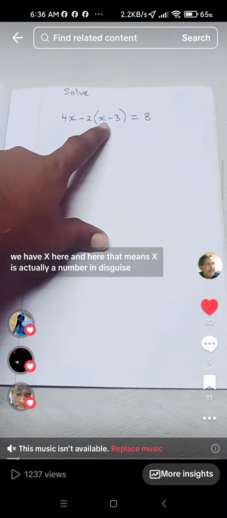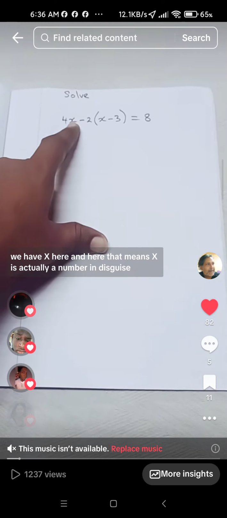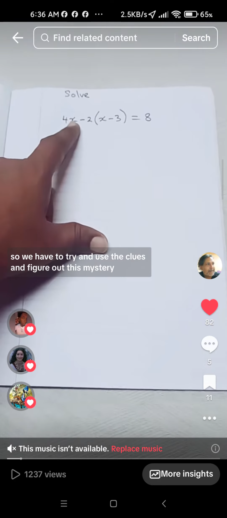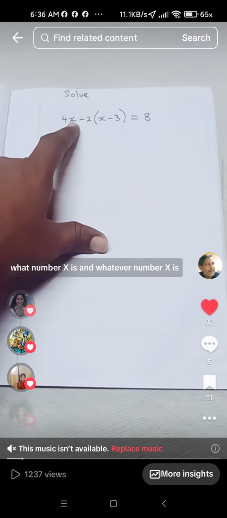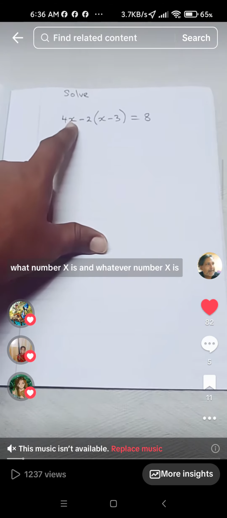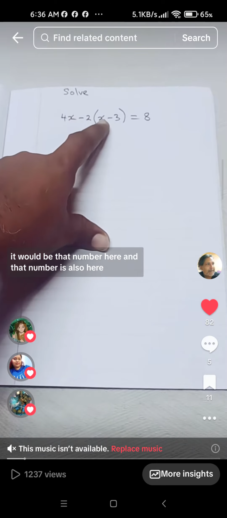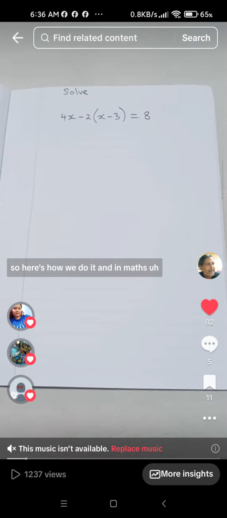You have x here and here. That means x is actually a number in disguise. It's wearing a mask, and the mask is the letter x. So we have to try and use the clues and figure out this mystery, what number x is. And whatever number x is, it would be that number here and that number also here. So here's how we do it.